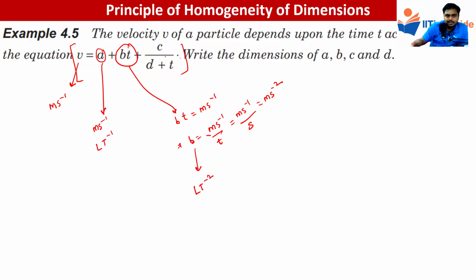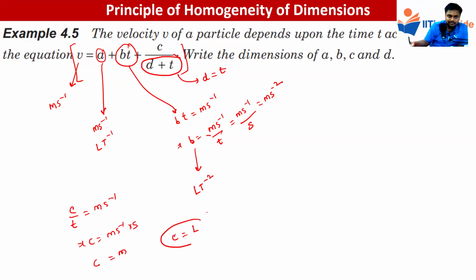Now C by D plus T. When D plus T is being added, that means D has to be equal to T. And C by T is equal to velocity, which is meter per second. Therefore C is equal to meter per second into second. C is equal to meter. Therefore C will be L.